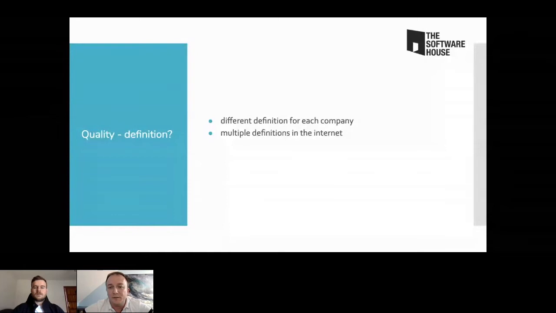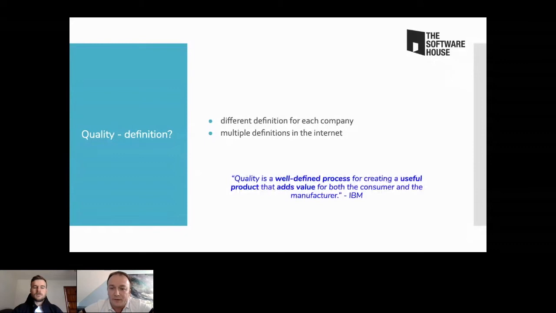On the internet, if you Google, you will find multiple definitions of software quality. The one that I really like is the short one. Quality simply is the suitability for use. Or the other definition, quality is the capability of a software product to conform to requirements, right? But the one that I really like was defined a long time ago by IBM, which says that quality is a well-defined process for creating a useful product that adds value for both the consumer and the manufacturer.